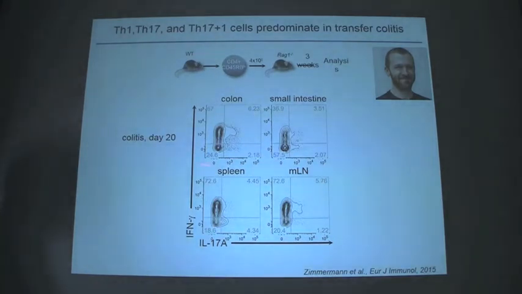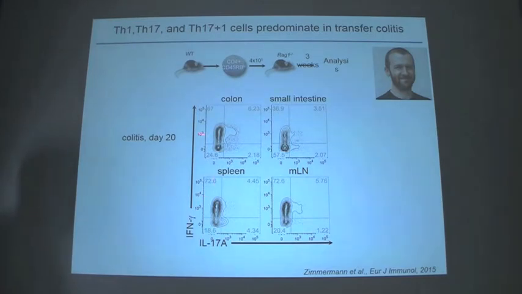And what you could see is that in all the organs he looked at, in the colon, small intestine, spleen, and lymph node, most of the cells are actually expressing interferon gamma. So I have a prominent Th1 response. And he found some cells which are making IL-17.